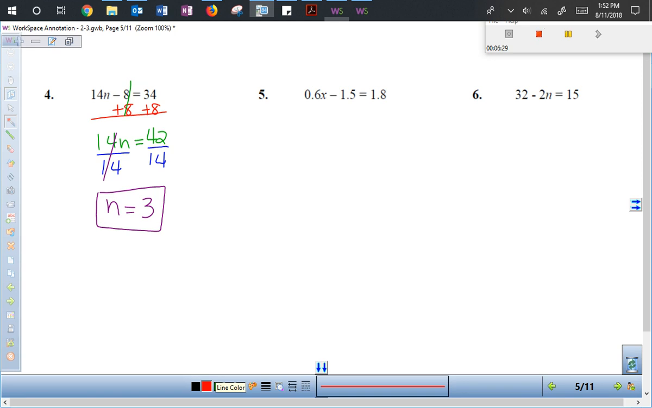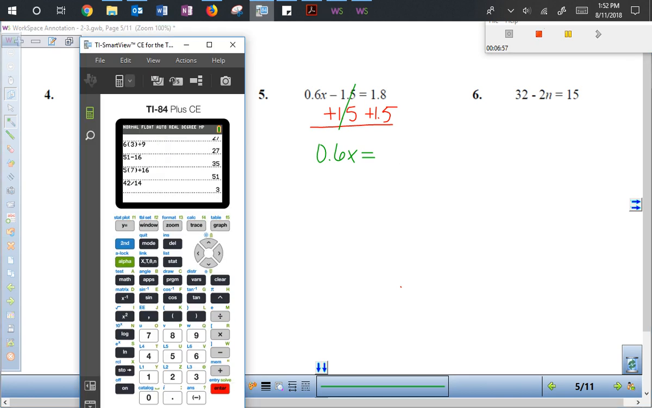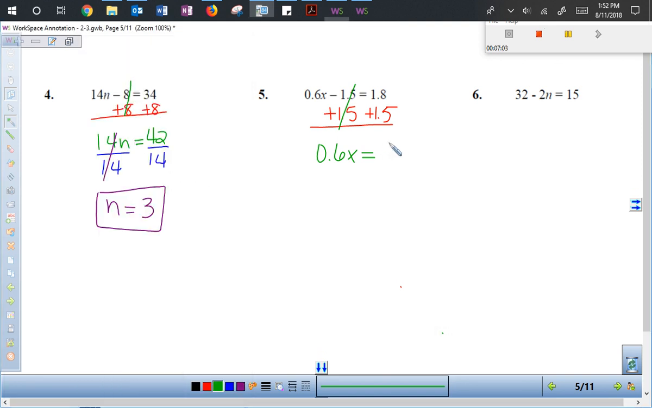All right, number 5. First, we want to get rid of any addition or subtraction, so we're going to add 1.5. Now these are decimals, but that's okay. Shouldn't be any different. Same process. Now on the left side, the 1.5s will cancel out, and I'm left with 0.6 times x. And on the right side, I want 1.8 plus 1.5. And that's going to give me 3.3.